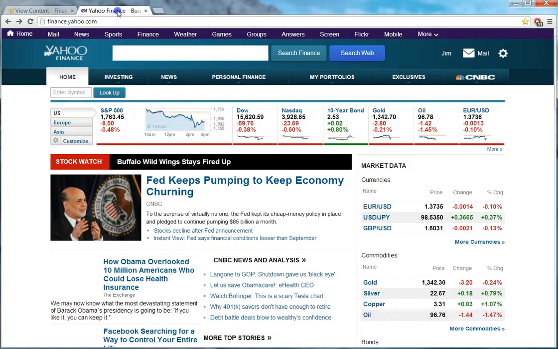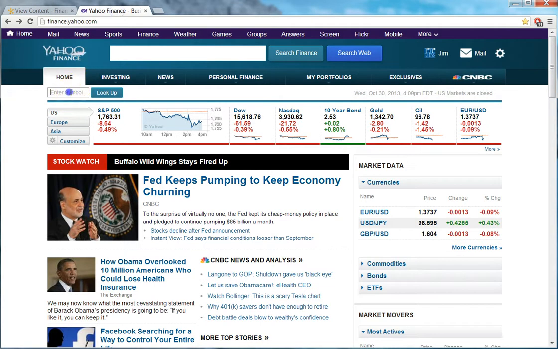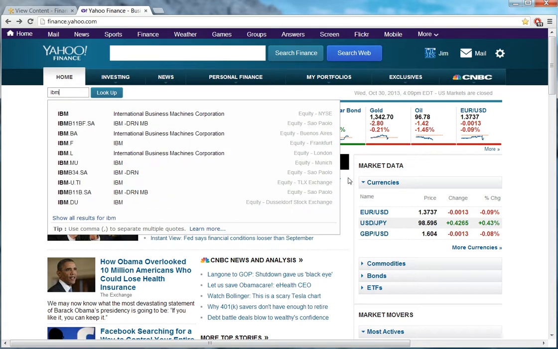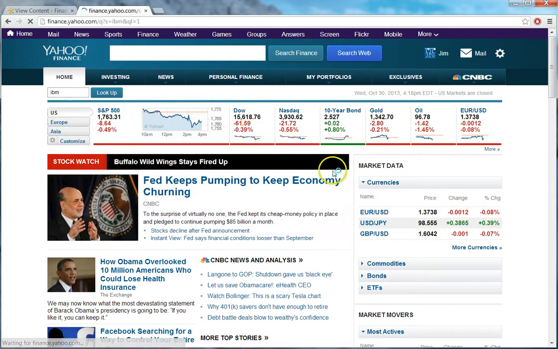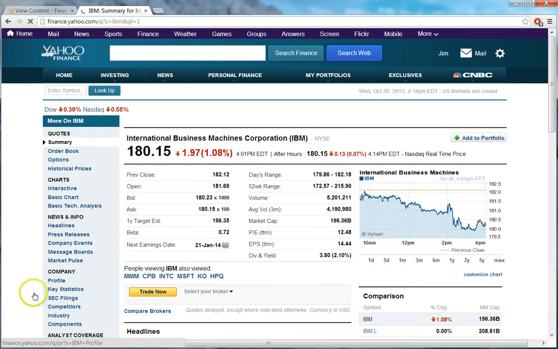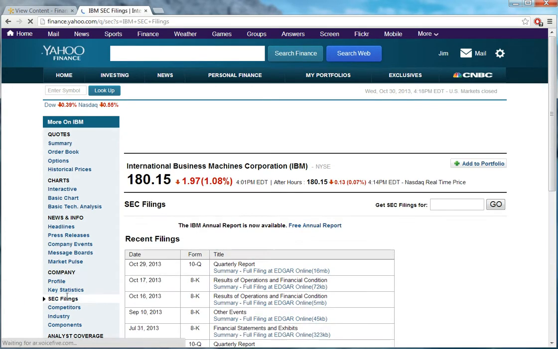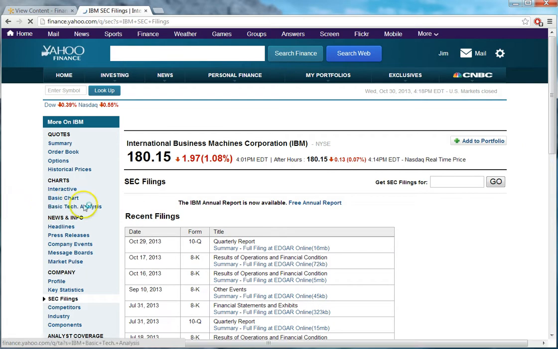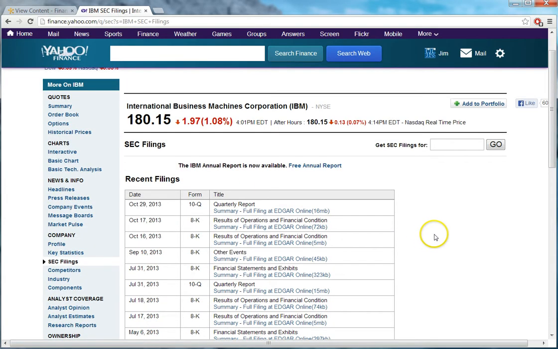So let's take a look at a couple of financial statements. I'm going to start with IBM as one example. I'm already at Yahoo Finance, and I'm just going to look up IBM. Normally we look at the 10Ks, the annual financial statements, but since we're really interested in a balance sheet, it might be interesting just to see what a 10Q looks like.